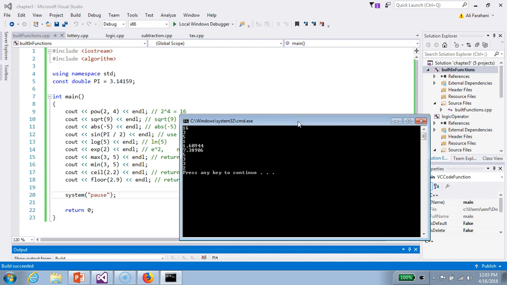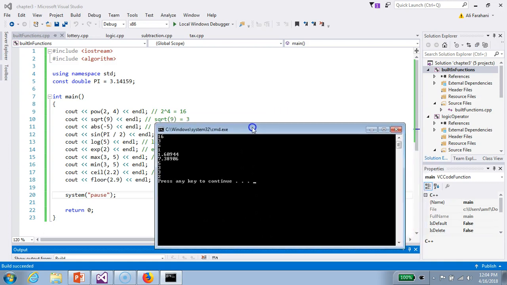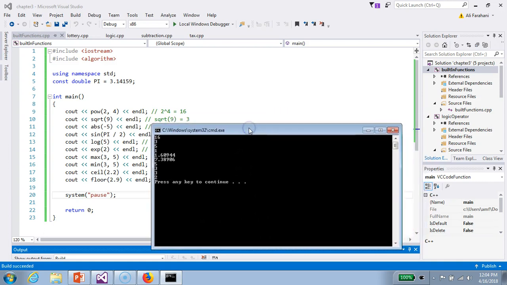Max of 3 and 5 is 5. Min of 3, 5 is 3. And notice the ceiling and floor. The ceiling of 2.2 is 3 and the floor of 2.9 is 2.